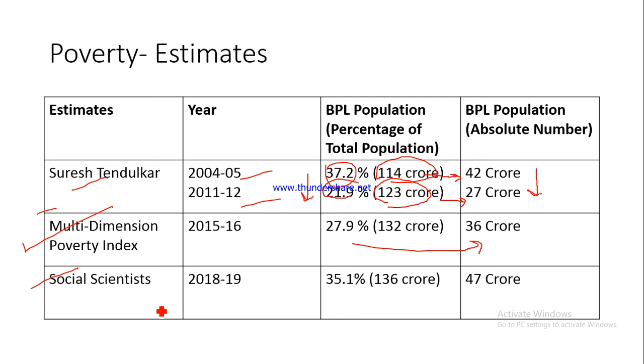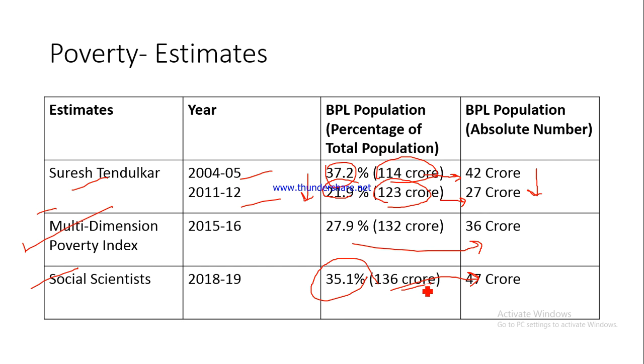And if you talk about the other social scientists who are using their own approaches, for 2018-19, it has been estimated that 35% of the Indian population is below poverty line, almost one third, and it comes out to somewhere around 47 crores. 35% of 136 crore. 136 crore is the population of India in 2018-19, and 35% of 136 crore is 47 crore. So 47 crore is the number of people living below poverty line.